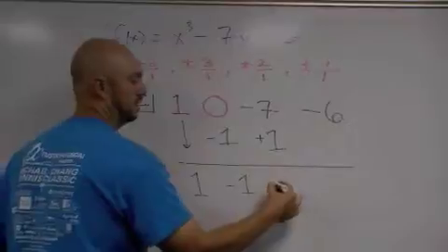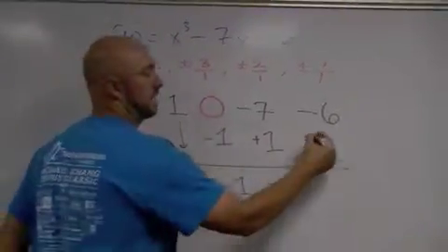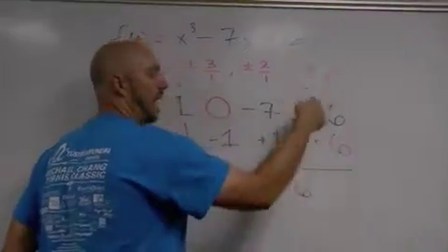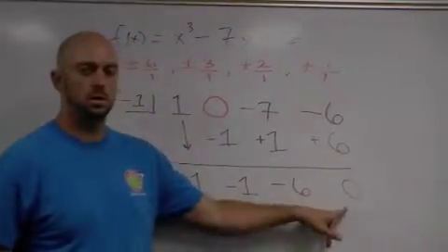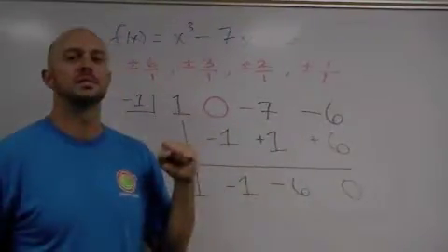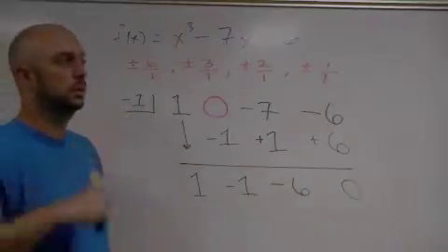7 and a positive 1 is a negative 6. And all of a sudden, negative 1 times negative 6 is a positive 6. Add straight down the column, boom. Once we have a 0, that means it's a factor, that means it's a solution. This is a solution. I'll tell you what that means here in a second.